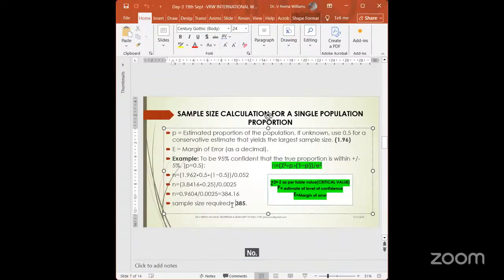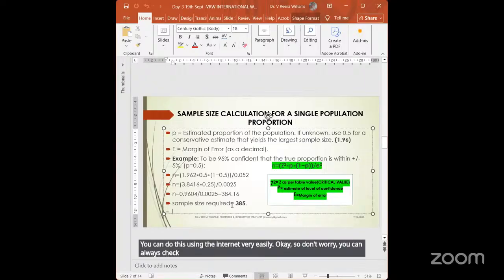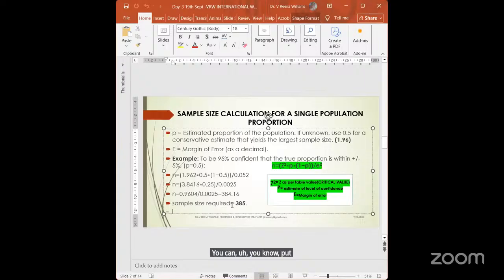Now again, going back, I just showed you this formula. Don't get worried or scared. You can do this using the internet very easily. So don't worry. You can always check out. You can put in the numbers and it will calculate and give you the answer. But this is something which you can blindly go ahead with. If it is an unknown population, the sample size should be 385.